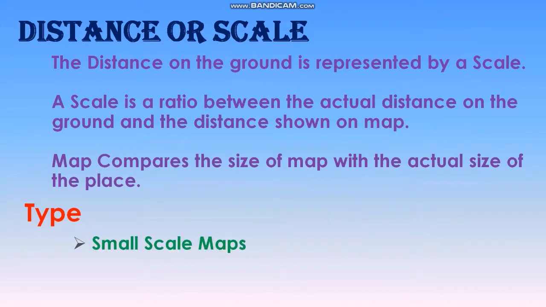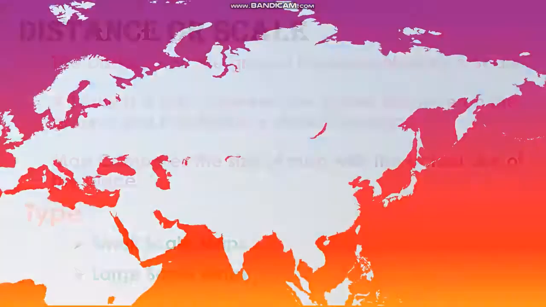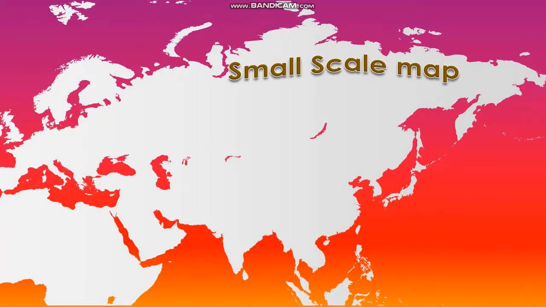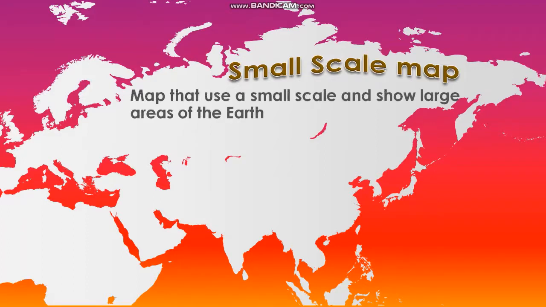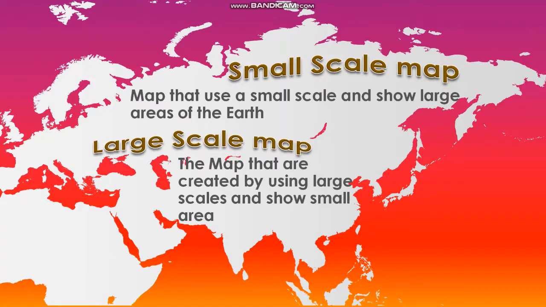Now, types: small scale maps and large scale maps. The maps that use a small scale and show large area of earth are known as small scale maps. Large scale maps are the maps that are created by using large scales.